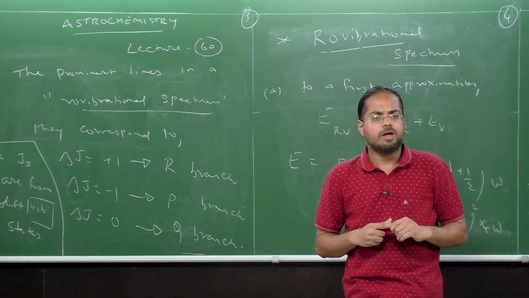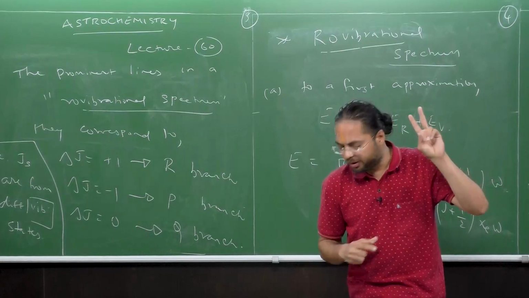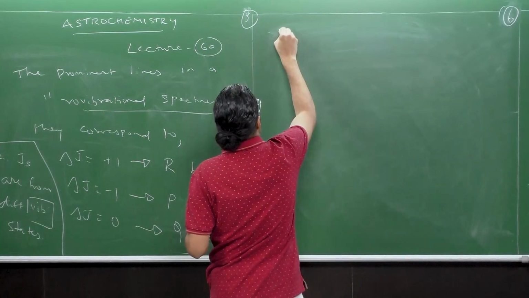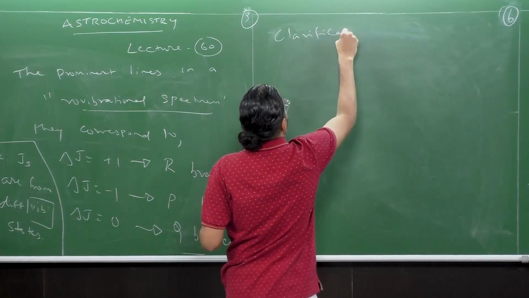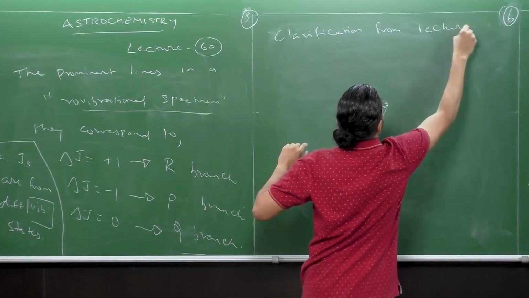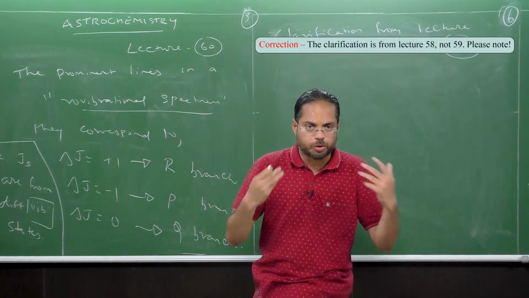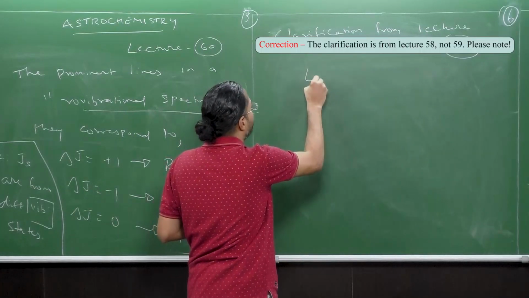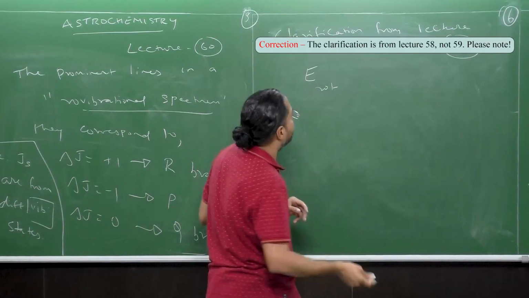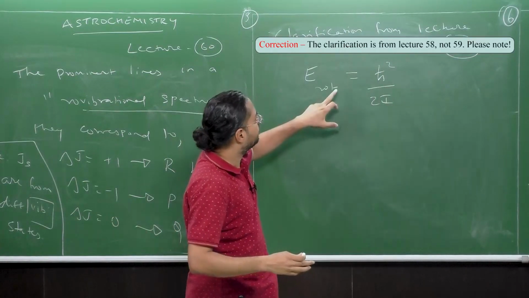Okay. Now, what we'll do next, before I proceed further, is clarify two particular aspects from previous lectures. Okay. So, clarification from yesterday's lecture, or from lecture 59. It was a very nice question that was pointed out to me. When we had written the energy expression for the rotation yesterday, I had given it as equal to h bar squared by 2I, right? This was the expression I had given.